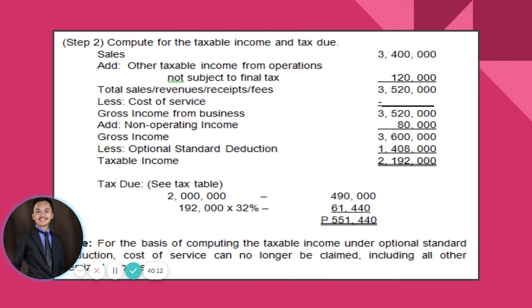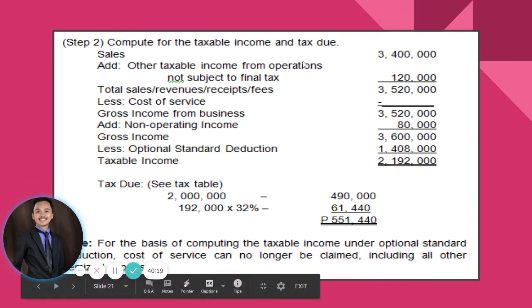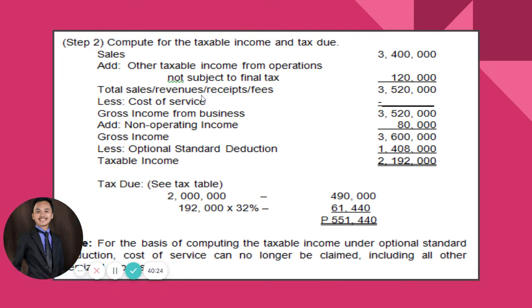So since we have already computed our OSD, we can now compute our taxable income. We have our sales of 3.4 plus other income of 120, so we have total sales revenues of 3,520,000. As mentioned earlier, guys, if the taxpayer opted to use OSD, your cost of service will no longer be deducted. You can no longer deduct your cost of goods sold or cost of service. So therefore, your gross income from business will automatically be your total sales, revenue, receipts, or fees.